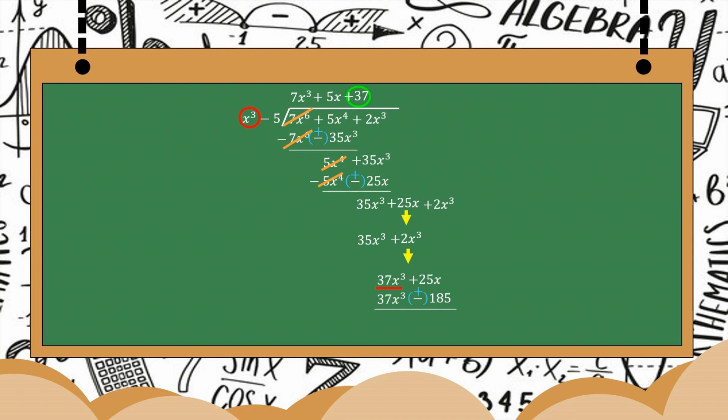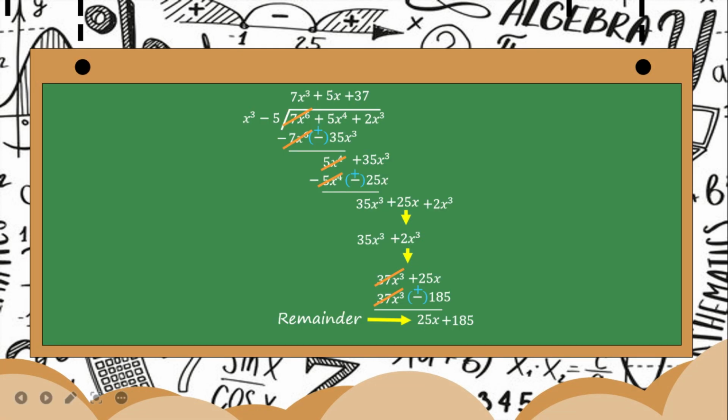This time, we will divide the 37x cubed by our divisor, which is x cubed. Like what I said, if it's only a variable, it means that it has a coefficient of 1. So 37 divided by 1 equals 37. This time, our variables will cancel as they have the same exponents. And now we will multiply our quotient 37 with our divisor to get our product. So now we will subtract it from 37x cubed plus 25x. But first, let's change the signs of our subtrahend into the opposite signs. So now, let's start to subtract: 37x cubed minus 37x cubed equals 0. They are like terms, so we will just cancel it out.